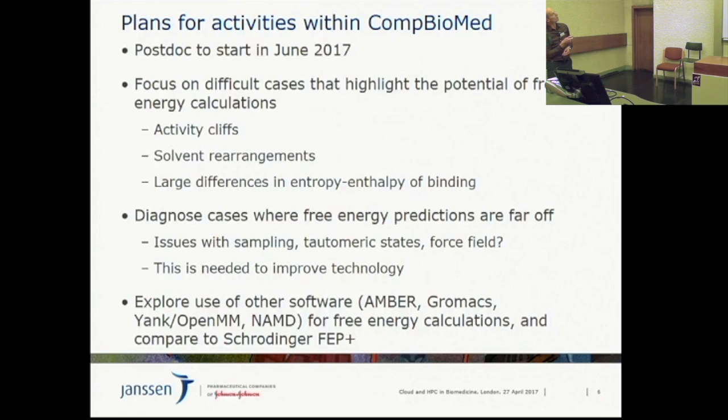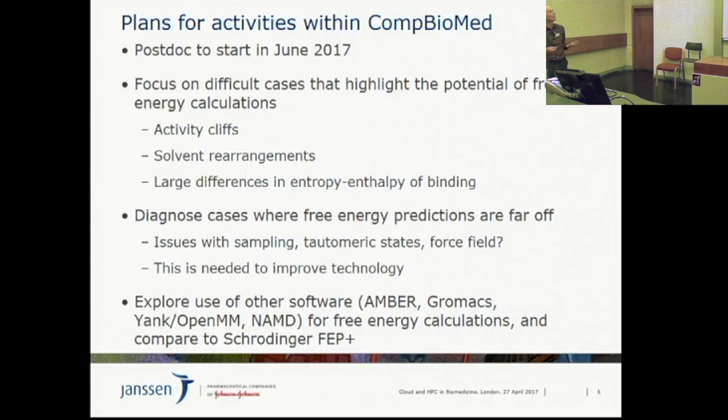So we're really interested in seeing how these methods do on cases that are not really predictable with any other methods. There are these things like activity cliffs, where you make a very small change in the molecule and it has a major effect on the free energy of binding. Why is that? Quite often you just don't know it by looking at it. But in principle, free energy calculation could predict that. Cases where you see major solvent rearrangements when you change the ligand a little bit, or these large differences in entropy and enthalpy of binding that you sometimes see in systems.